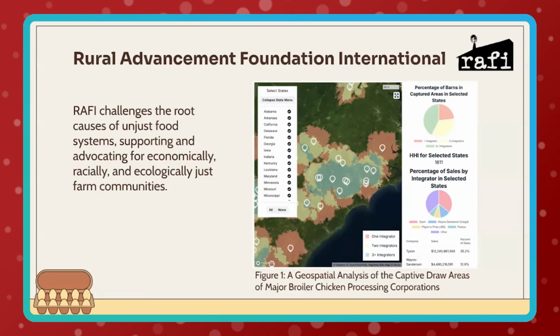RAFI USA is a nonprofit addressing injustices in food systems by empowering farmers through advocacy and education. For this project, we're working with RAFI's mapping tool, which identifies poultry processing plants, their operators, and accessible options in different regions. This map is color-coded by the number of integrators accessible at any point, with 1 integrator in red, 2 in yellow, and 3+ integrators in green. This tool helps farmers navigate limited access to processors and supports RAFI's mission to challenge corporate consolidation and promote fairer conditions.